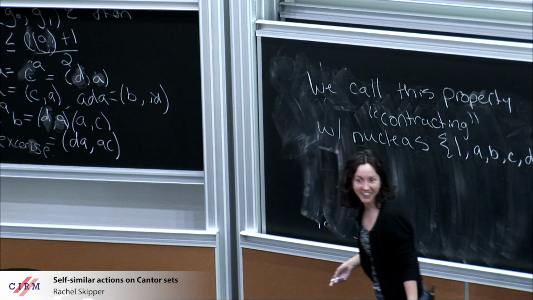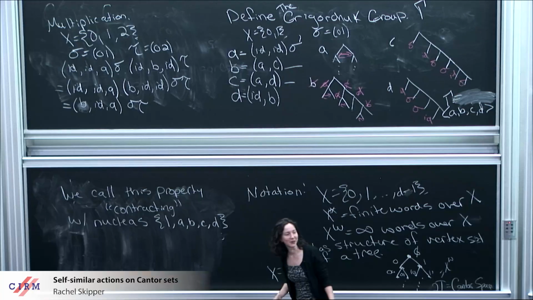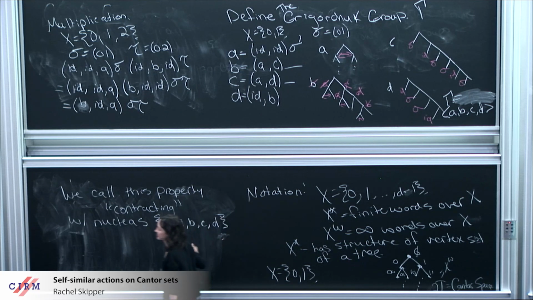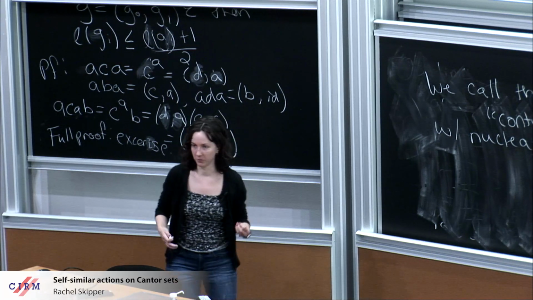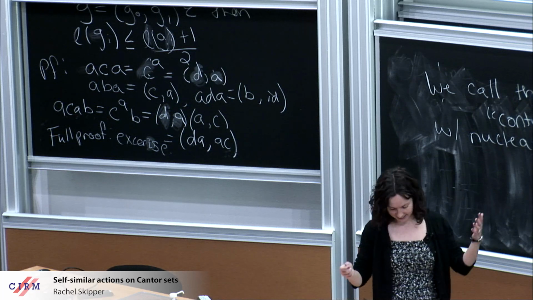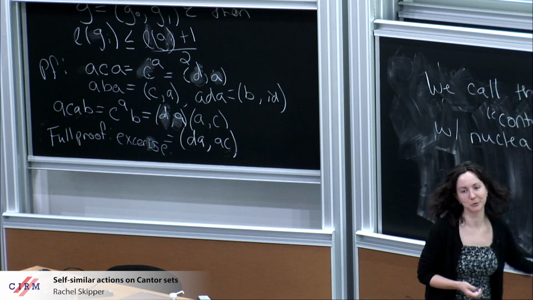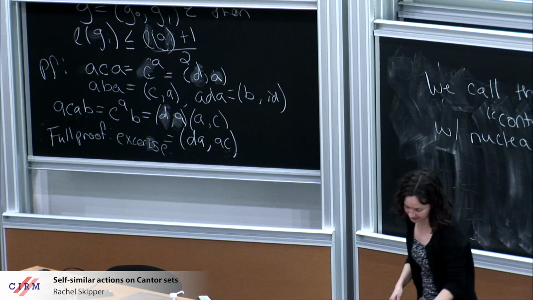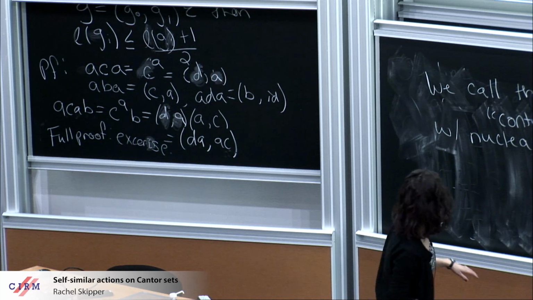All right, are there any other questions? They're okay so far. All right, so we'll call this property contracting. We say the nucleus is the identity, A, B, C, and D because if we reiterate this wreath product on these new things here, it'll keep getting shorter as we move down the tree. Yeah. All right, and I claim this is like the main tool underlying several of the properties on this list. So let's talk about a few of them.